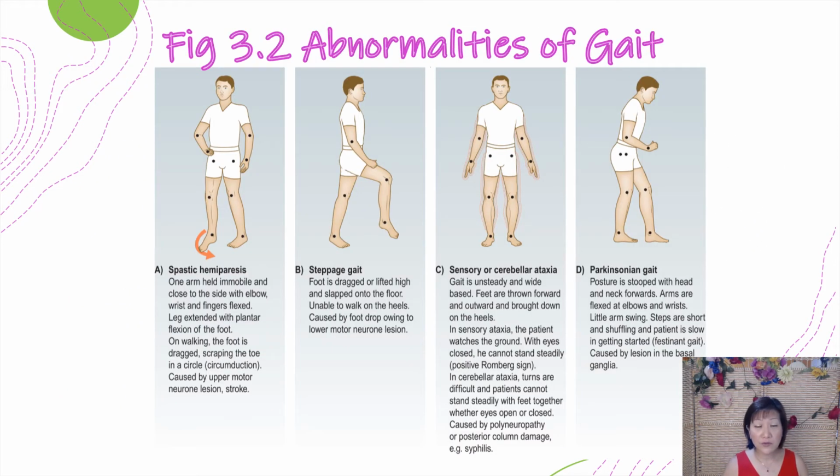So this figure gives you some abnormalities of gaits, and they describe to you the various gaits. I think you'll probably think about the spastic hemiparesis as a person with a history of stroke before, or some sort of upper motor neuron lesion, like maybe an accident that's happened. A steppage gait, this is the foot drop where you have some sort of neuropathies, maybe lower motor neuron disease. Any sort of sensory or cerebellar ataxia.